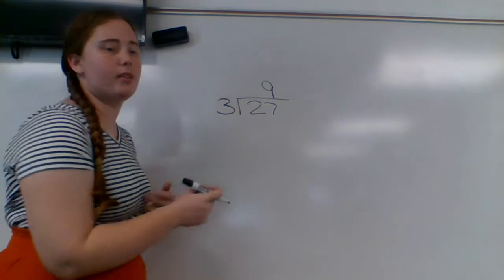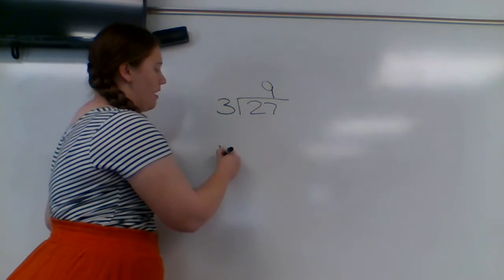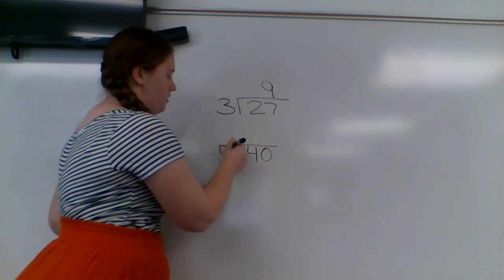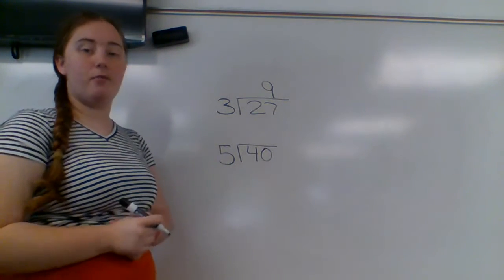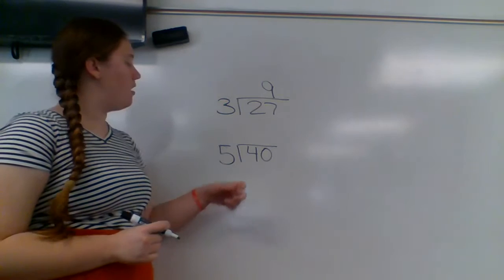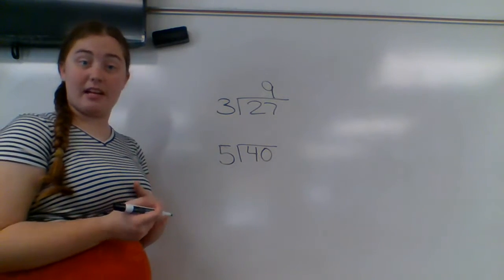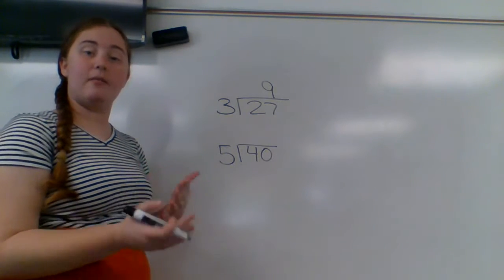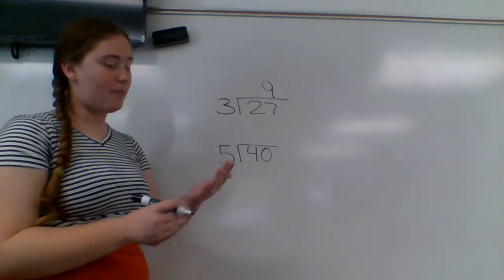Let's look at the next one, letter B, 5 into 40. So we have 40 divided by 5. If I count by 5, I can figure that out. Go ahead and write your answer. See if we get the same answer. 40 divided by 5. Well, let's count by 5s.